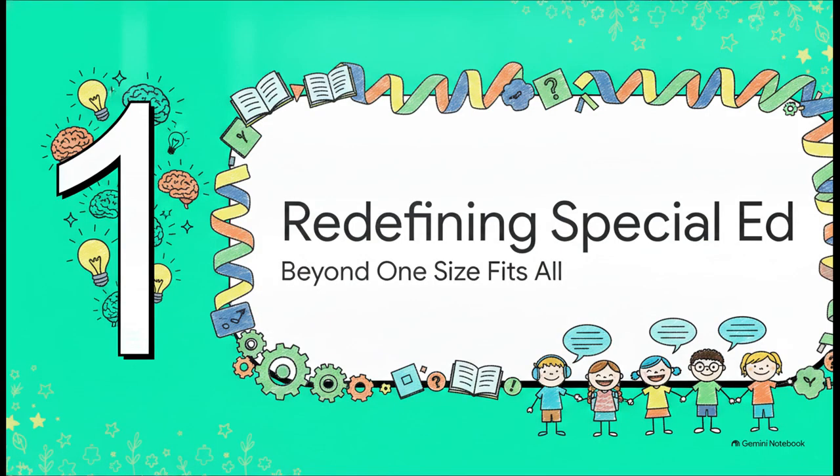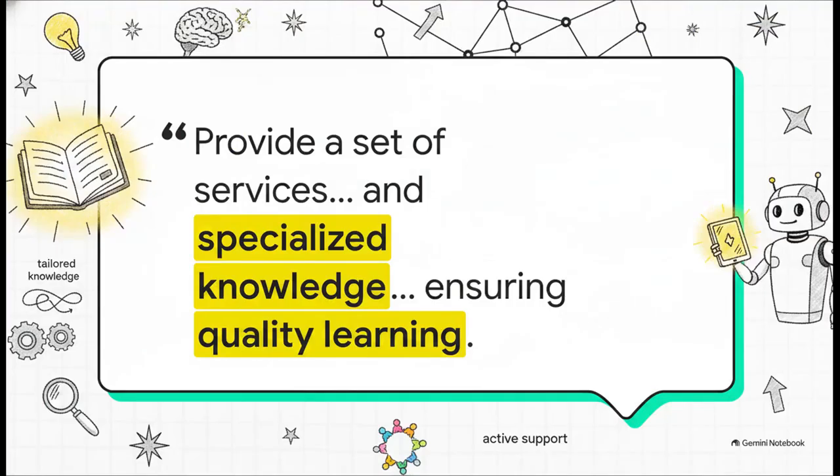Section 1. Redefining special education, beyond the one-size-fits-all myth. Let's look at how experts actually define what we are doing in the classroom. The absolute crucial point is that special education is a highly tailored toolkit. As Achita defined it back in 2008, it's really about providing a set of services, human and technological resources, and specialized knowledge to ensure quality learning. So it's an active support system. It's definitely not just a physical location or some separate building you send a student off to. It's the resources and the help you bring directly to them.